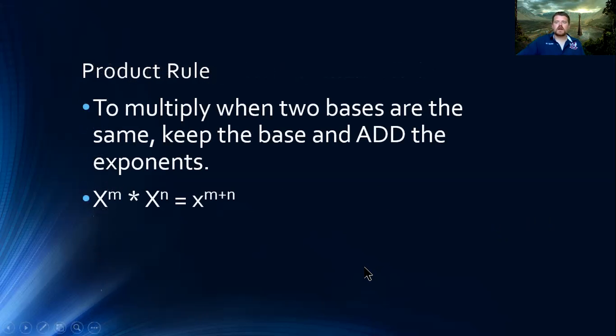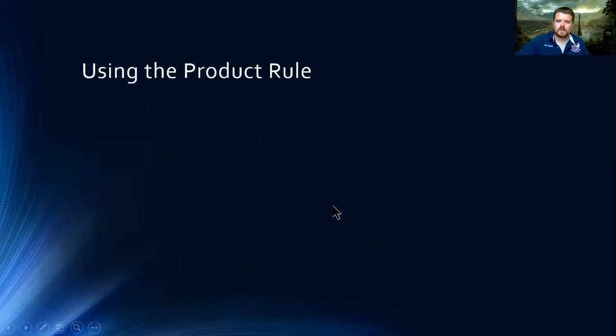Okay. Your next rule that needs to go in your notes is your product rule. Product rule: when you are multiplying exponents that have the same base, you keep the base and add the exponents. So for instance, x to the 4th times x to the 3rd power would become x to the 7th power. We can also think of this in terms of expanded form.